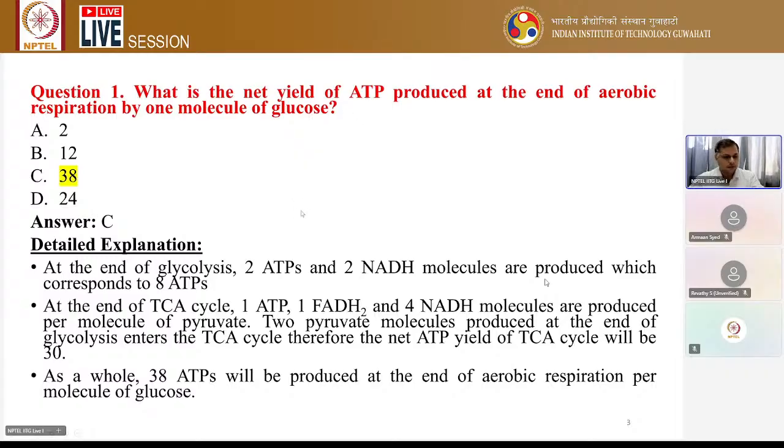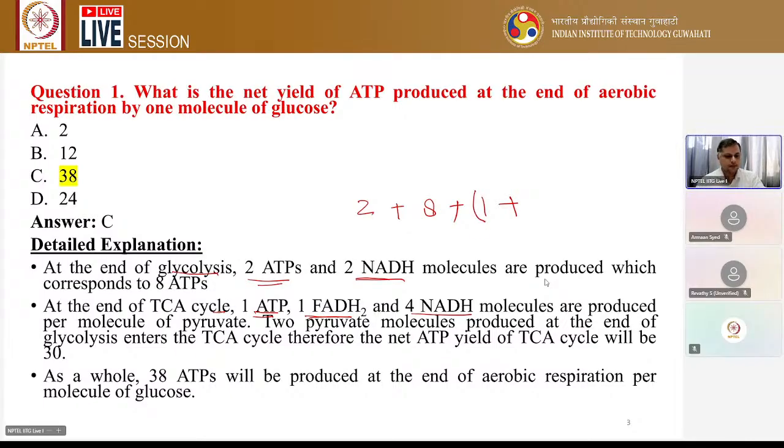In aerobic respiration, the first process is glycolysis. It produces 2 ATP. In addition, it also produces 2 NADH. And then NADH is further converted to ATP through oxidative phosphorylation. So 2 NADH will correspond to 8 ATP. Now further it goes to the TCA cycle where one more ATP is produced, one FADH2 and 4 NADH molecules are produced.